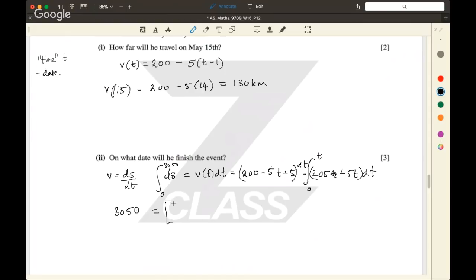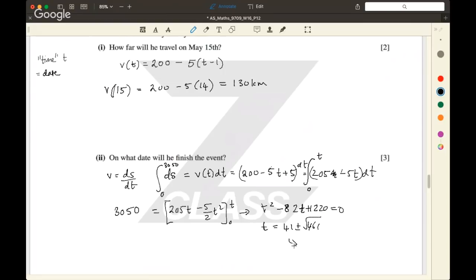And the right-hand side, integrated, 205t minus 5 halves t squared between 0 and t. And this will give you the equation, quadratic equation, obviously, t squared minus 82t plus 1220 is equal to 0. And this will give you two answers for t, 41 plus or minus square root 461.